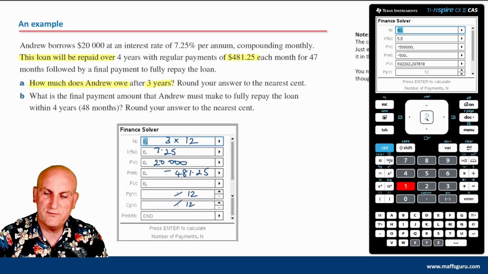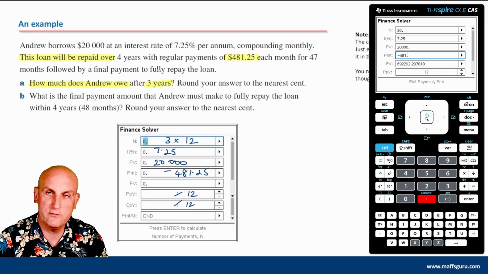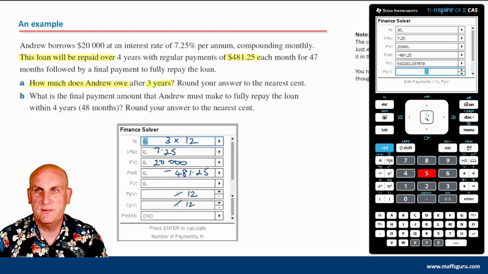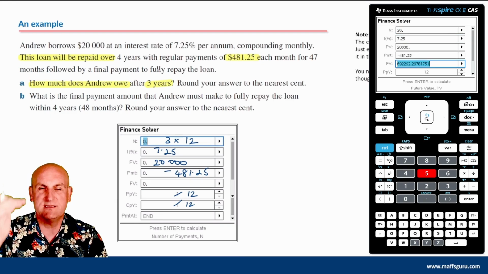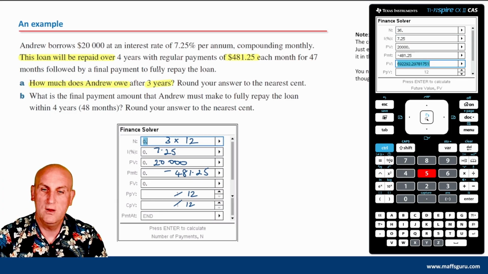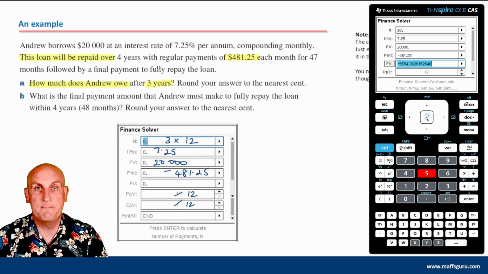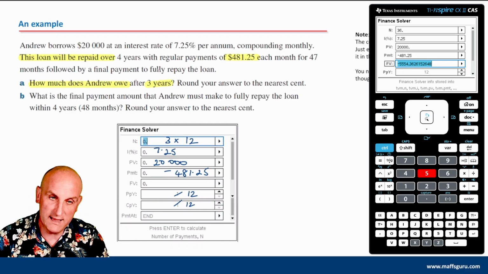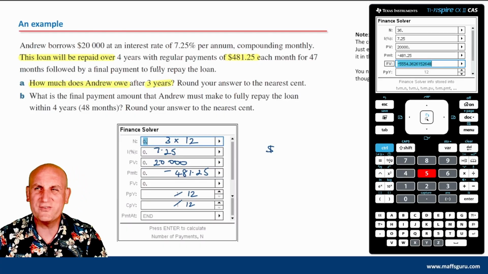Right, so here we go. Let's fill in the data. 3 times 12. Hit tab. 7.25 was my interest. 20,000 was what I borrowed. Minus $481.25. Let's leave that for the moment. 12 and 12. Now what you notice is I know I've got my old value in there, but because I filled in all the other information, when I hit enter now, I get basically minus 5554.36.